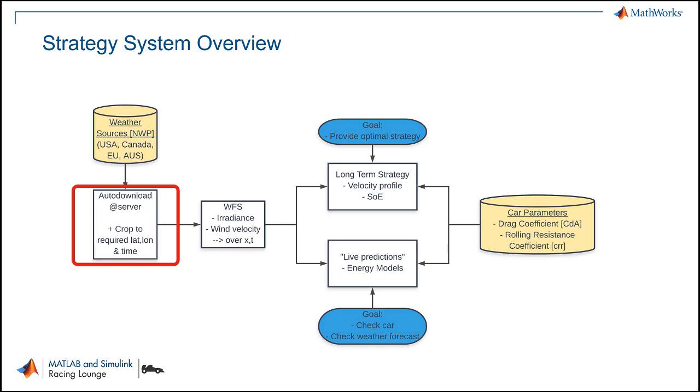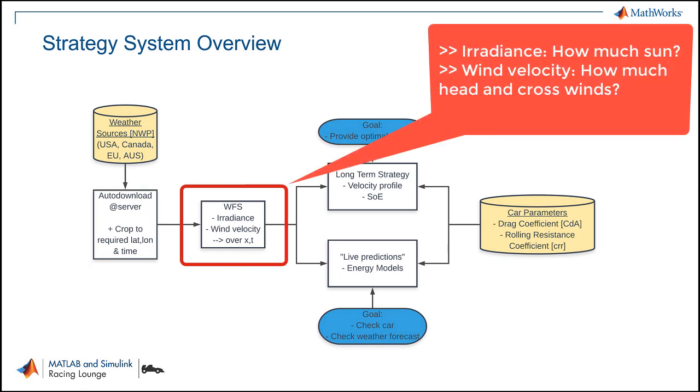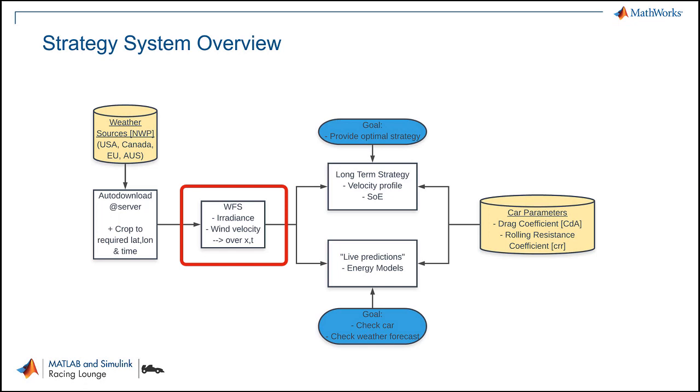What we, in the end, want to get from our weather forecasting is an irradiance, so how much sun, and a wind velocity prediction over distance and time. In this case, distance is going to range from 0 to 3,000, and time is going to go from the first day to the last day of the race.